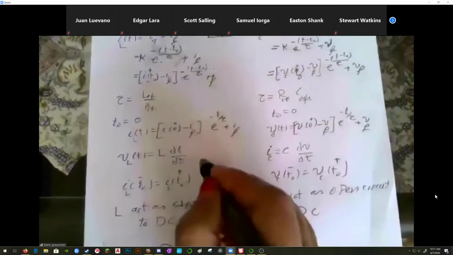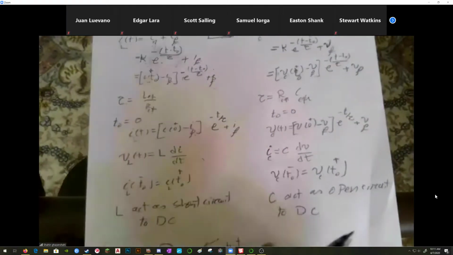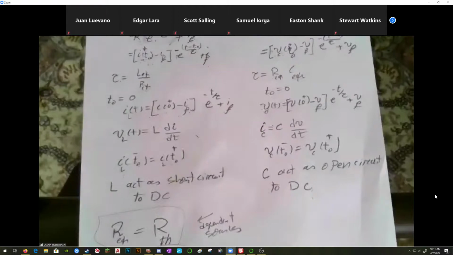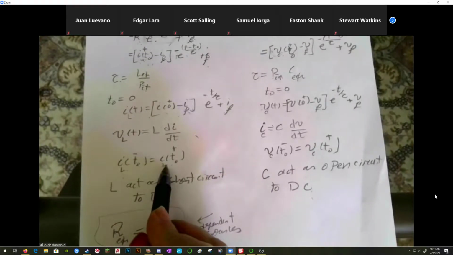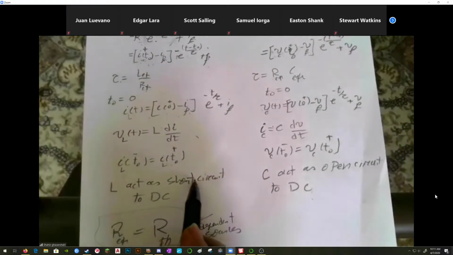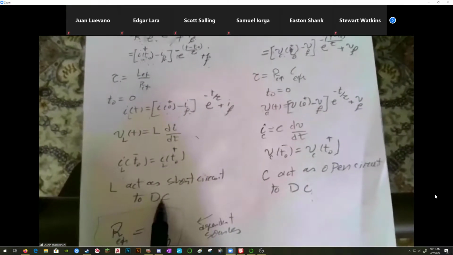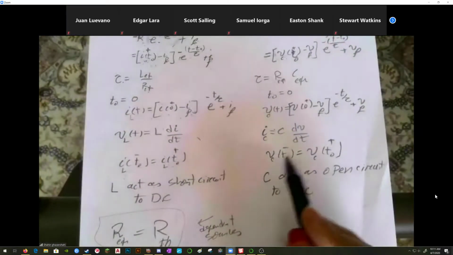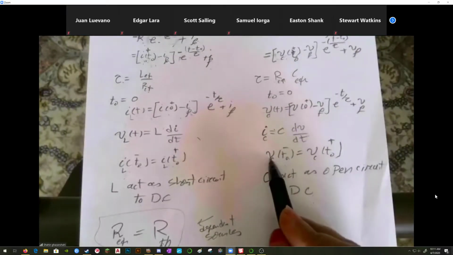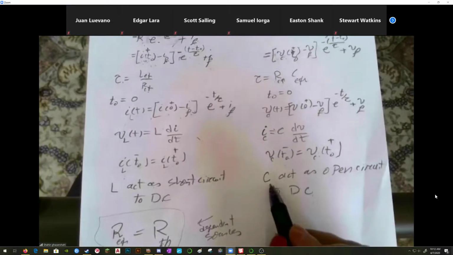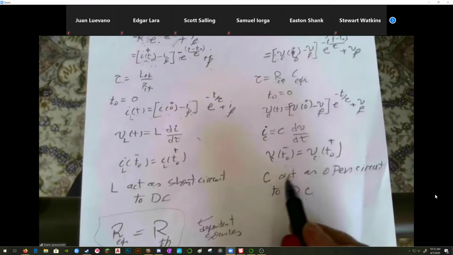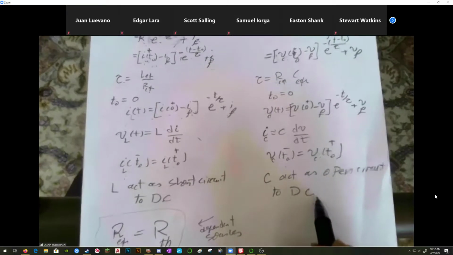So the things you need to remember to solve the problems of homework 7 and homework 8, okay: the current through the inductors is a continuous function, and an inductor acts as a short circuit to DC. Here, the voltage across capacitors is continuous. So before switching and right after switching it remains the same. And you open the capacitors when they are connected to DC.